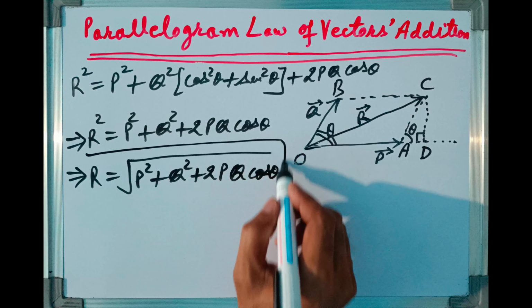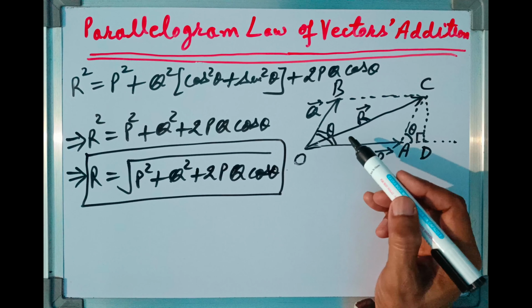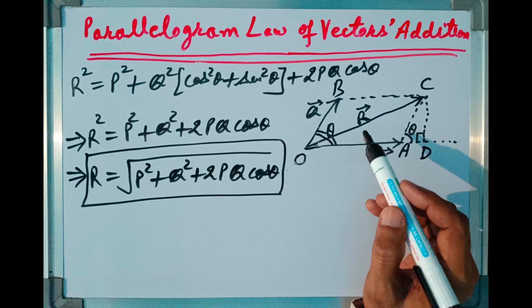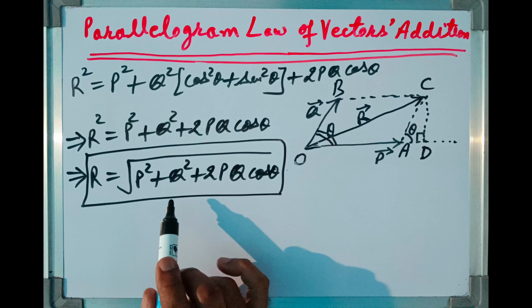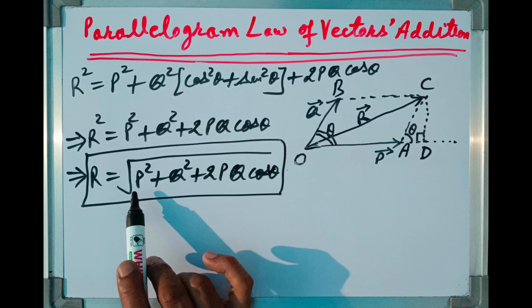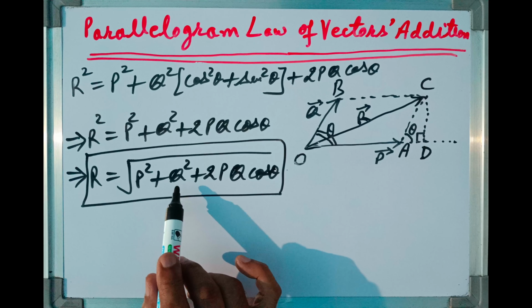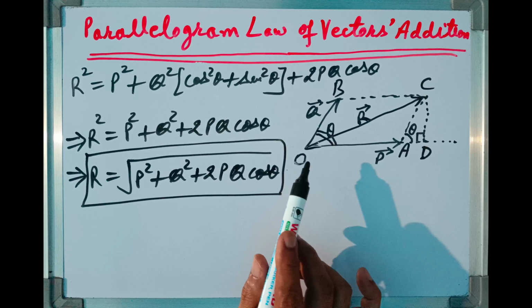This is the required relation for the magnitude of the resultant vector that is found with the help of the parallelogram law of vector addition. Using this relation, we can find the magnitude just by putting the values of the magnitude of the first vector, the magnitude of the second vector, and the cos of the angle between the two given vectors.